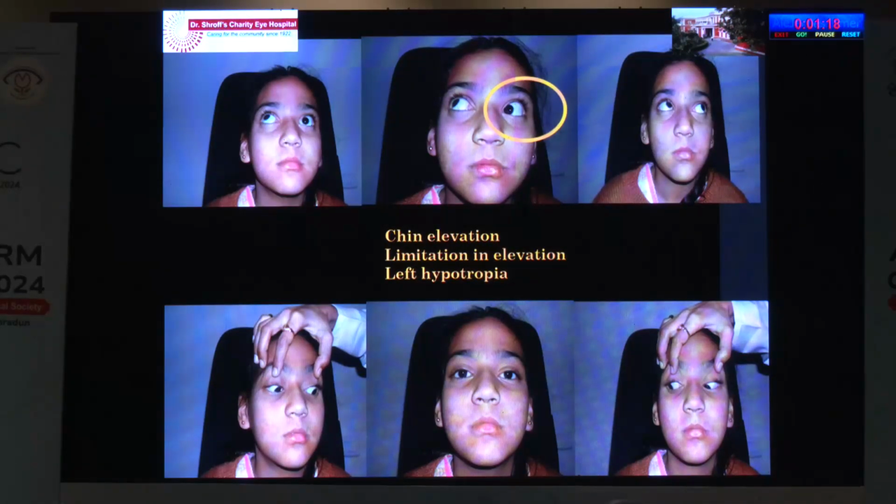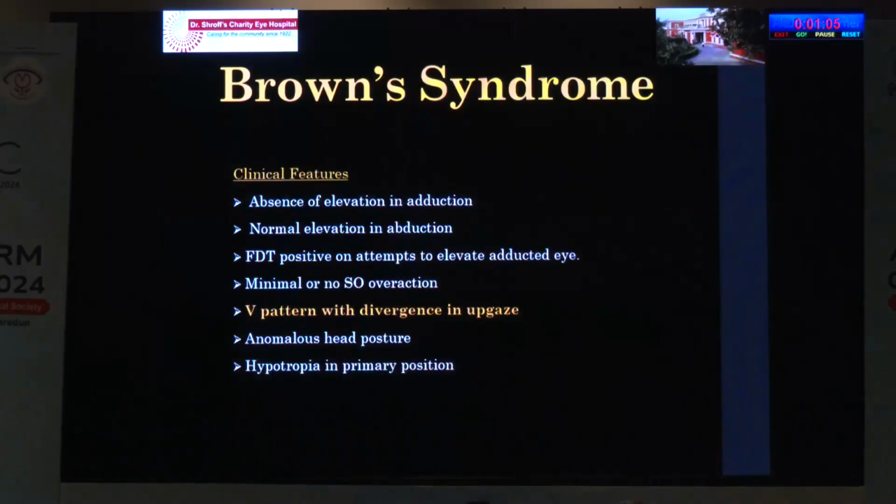Now you have a child with the eye not going up, a chin up, limitation of elevation, and left hypotropia. What are the two diagnoses you can have? Either it's a Brown's or it's an inferior oblique palsy. We know that all these things are present in Brown's, so how do you differentiate? Mainly, the FDT is the test for differentiating between a Brown's and an IO paresis. In a Brown's we'll have a V pattern in up gaze and hypotropia.